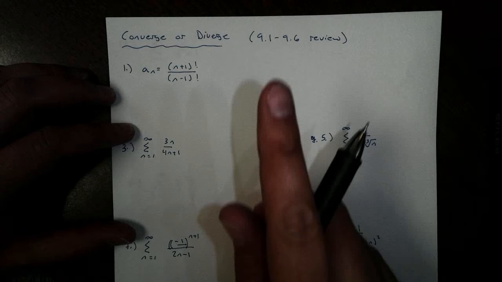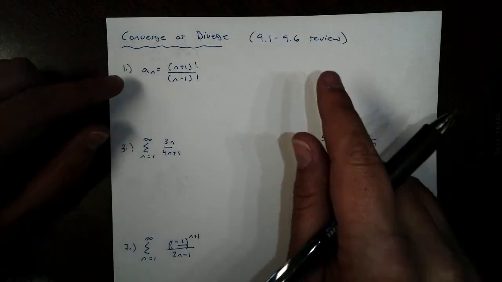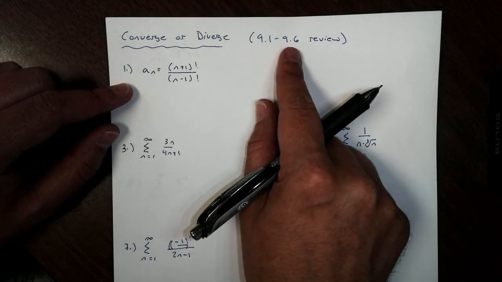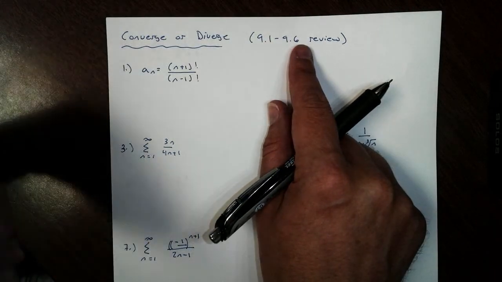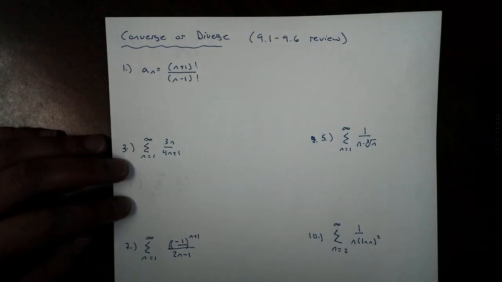Alright, so we're going to review series and sequences, and there's a worksheet that I have here for you. We're going to work a bunch of these, not necessarily in order. So it's 9.1 through 9.6 review. So it's everything from sequences all the way through the root and ratio test. We're going to see hopefully all of them a little bit today.